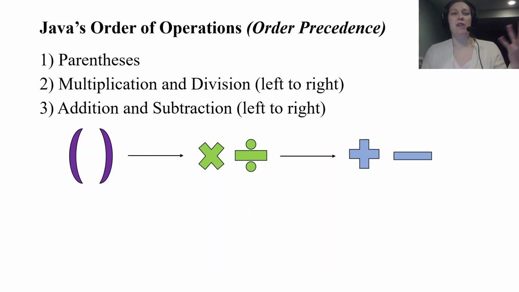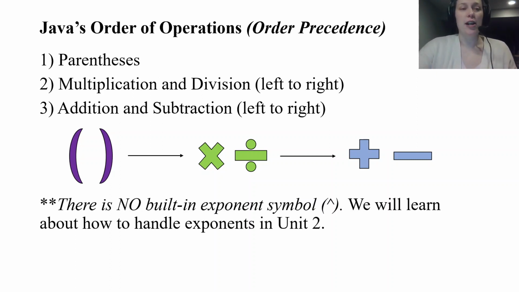If you're familiar with the order of operations, you know that this looks good, except for the exponents. There is no built-in exponent symbol. You might be tempted to use the caret symbol, but Java does not recognize that as an arithmetic operation. There is a way to handle exponents that we're going to learn about in Unit 2, but for now there is no built-in symbol that represents an exponent. There are just parentheses, which tell us what operation to do first, then multiplication, division, addition, subtraction.